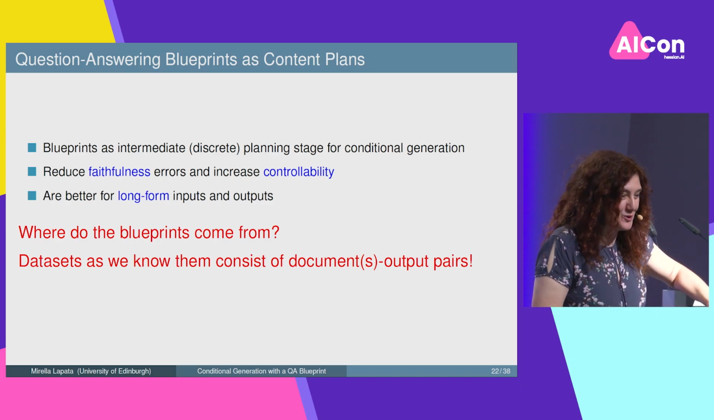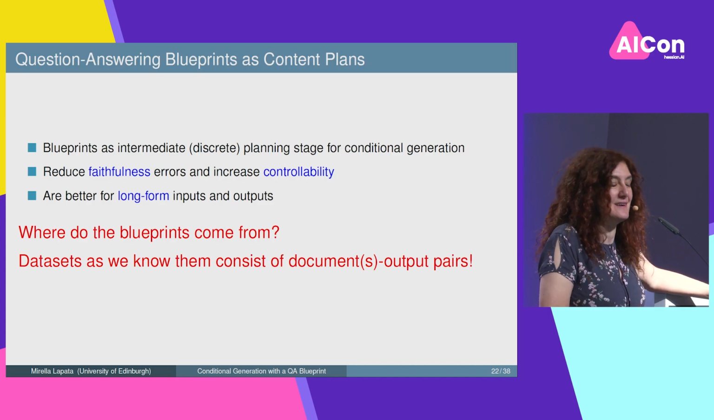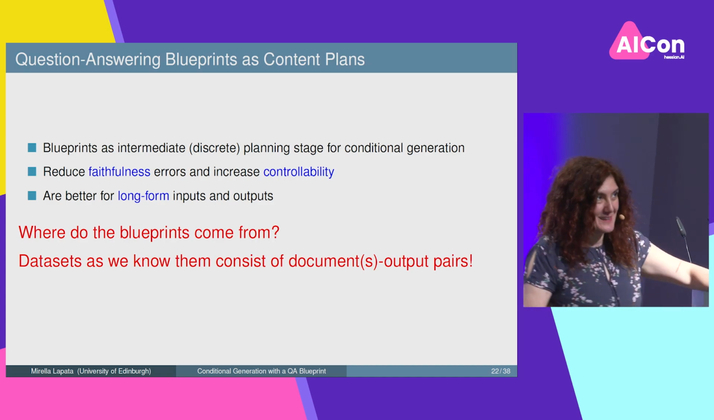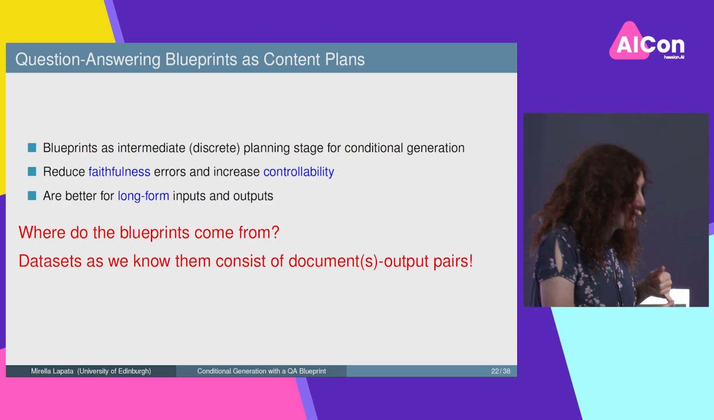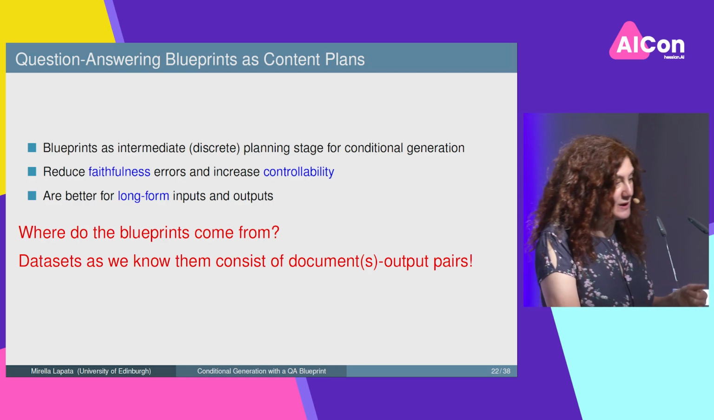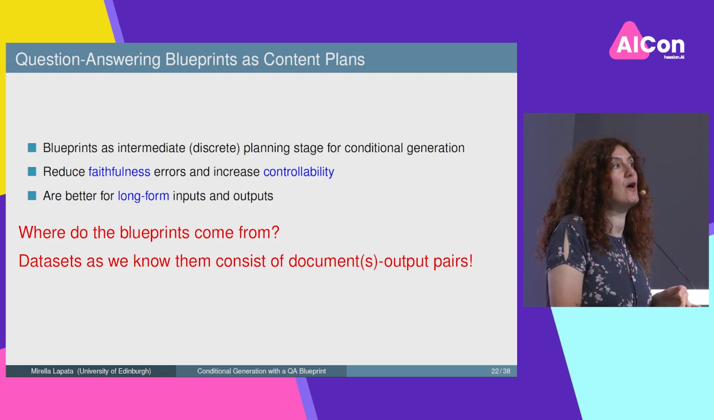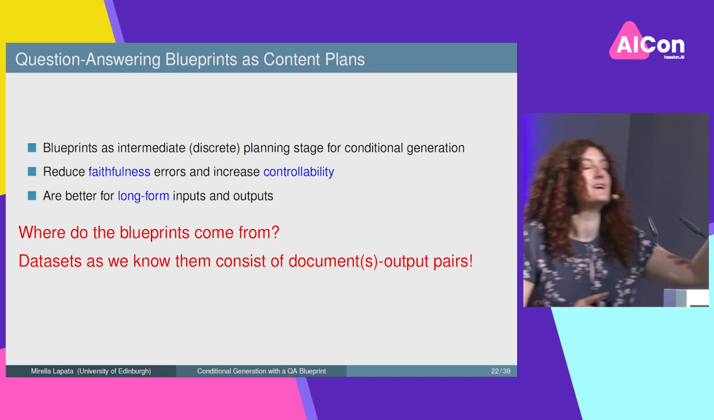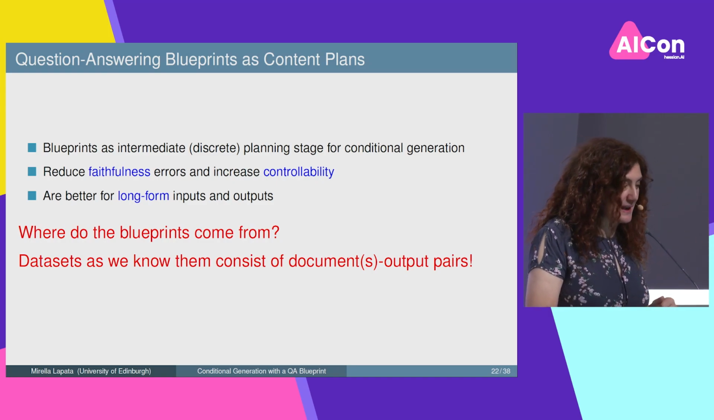But the main idea is important. So the blueprints are an intermediate planning stage for generation. The claim is they reduce faithfulness errors, so they're more truthful, and they can actually be controlled. And they are better if you have very long output, like a very long summary, like the dialogue summarization task that I showed to you with these characters, Zach and Penny.